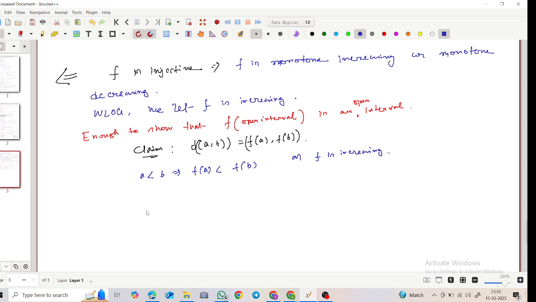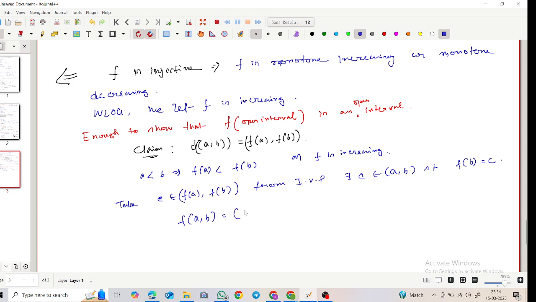f is increasing. Okay. Now take c belongs to (f(a), f(b)). Right? Now from the IVP, there exists d belongs to (a, b) such that f(d) is c. So clearly this is an interval, right? So you have this already. So, was that difficult?